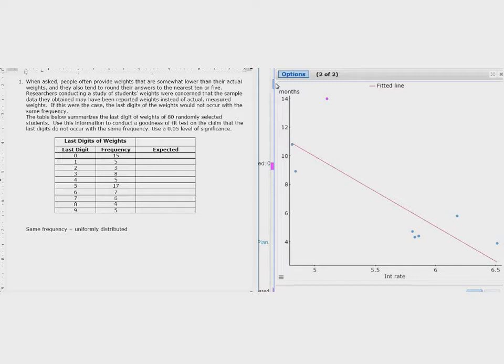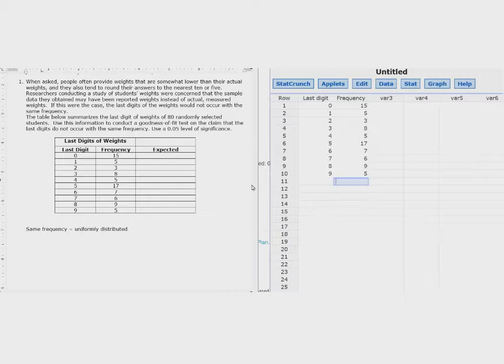Okay, so what we want to do here is a Goodness-of-Fit test. And I already went through and put the data into StatCrunch. Now for StatCrunch, when you're doing this procedure, you have to put in the expected values. So I left another column in this table to put the expected values in. And how you get these is that you take the total. So it tells us here that we have 80 randomly selected students. So we've got a total frequency of 80.